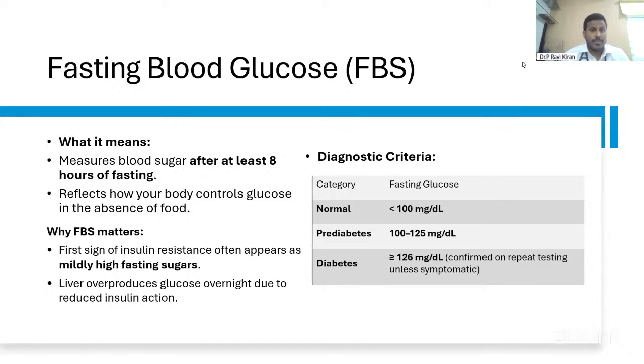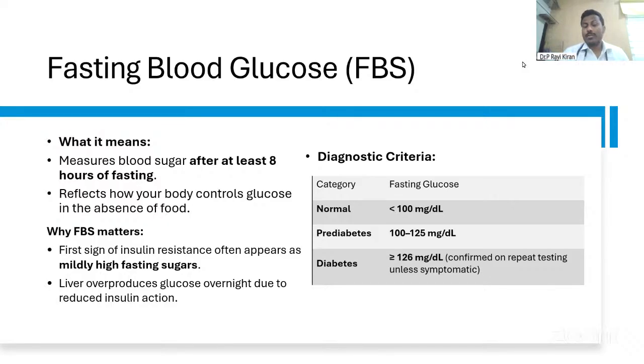Fasting blood glucose, what does it mean? It measures blood sugar after at least 8 hours of fasting. Always remember the ideal fasting duration is 8 to 10 or 8 to 12 hours and not more than that. Whenever you fast more than 12 to 14 hours, the fasting blood sugars falsely come low and we interpret that the sugars are normal. So the ideal time would be 8 to 10 hours of fasting.